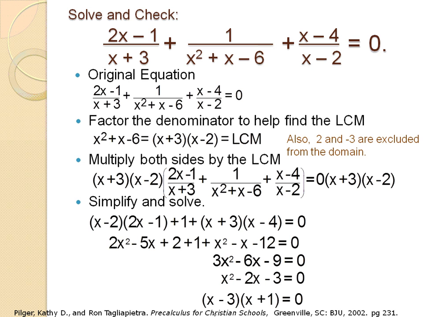Checking back to our original, is it okay to have 3 and negative 1 as an answer? Yeah, the only ones that were excluded were 2 and negative 3. We have positive 3 and negative 1. So that is our solution. And that is rational equations. Key is factor denominators if necessary, multiply both sides by the least common denominator, and then simplify.